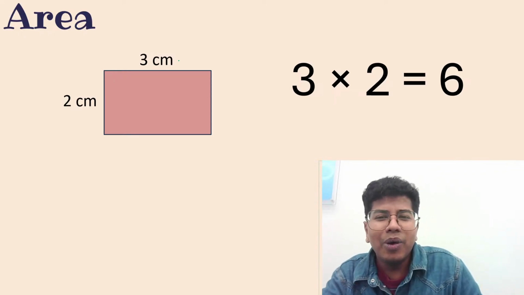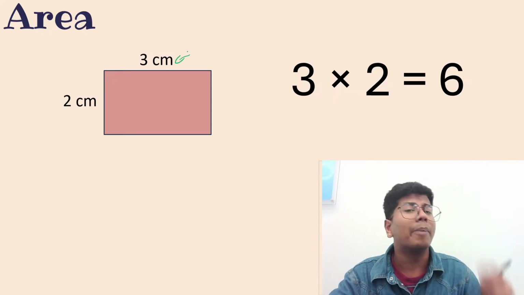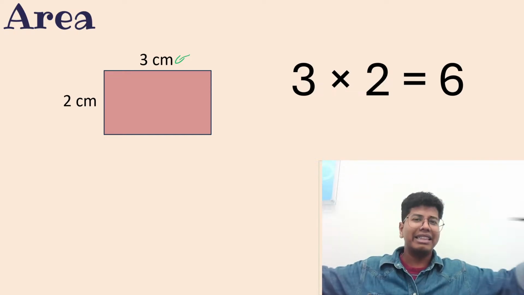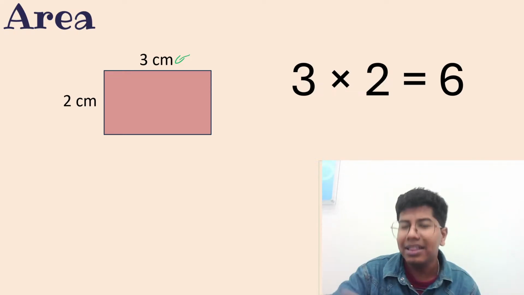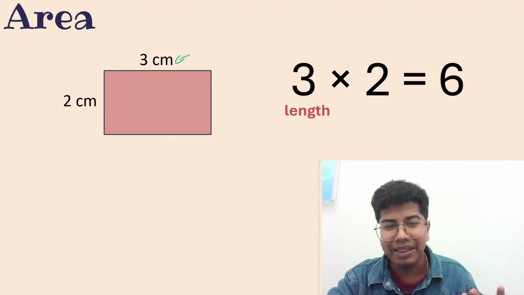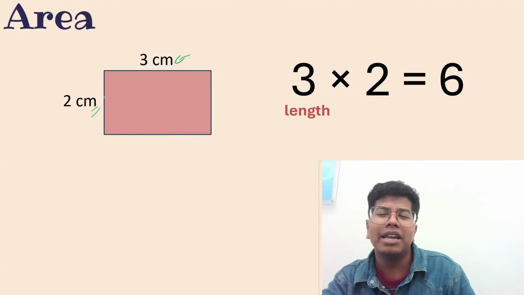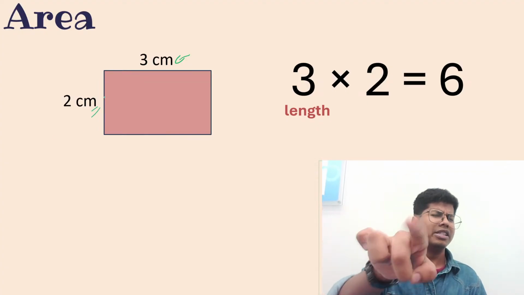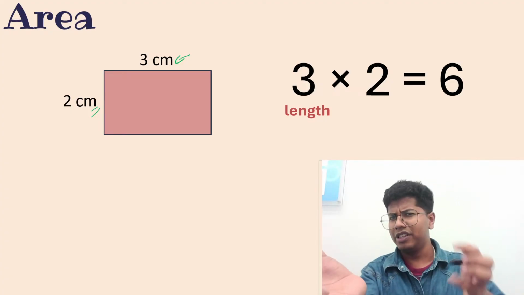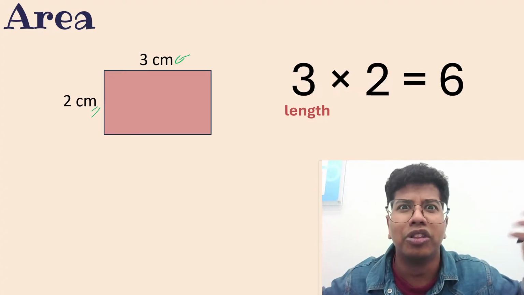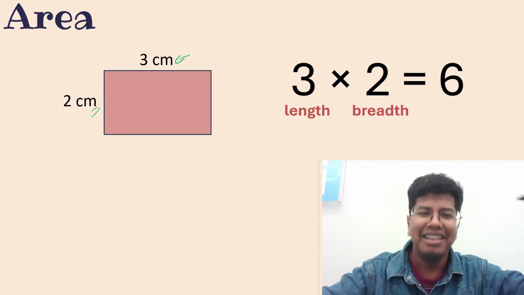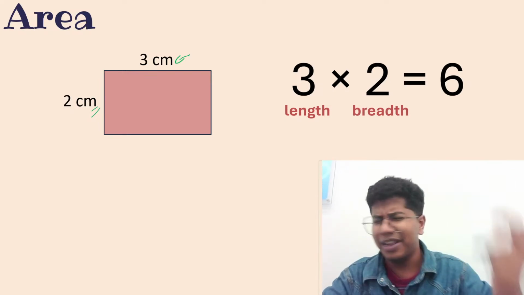So this 3, what does this 3 represent? Length or the breadth? Always remember, the longer side is called the length. So 3 represents the length. What does this 2 centimeter represent? Oh, some students will say breadth. Some students will say width. I'll tell you, both of you are correct. So here it's called the breadth, or else you can say width.